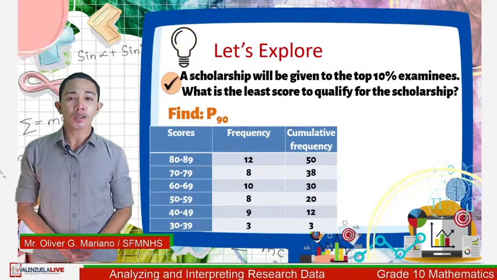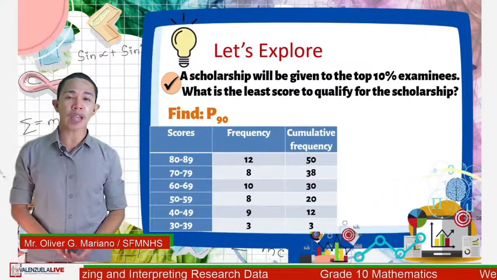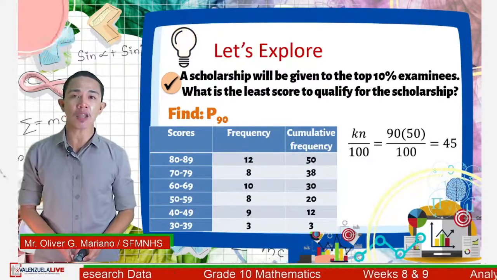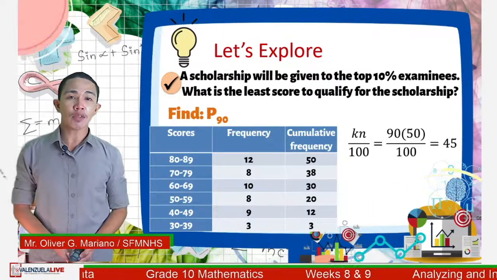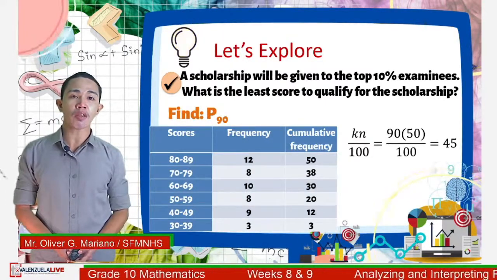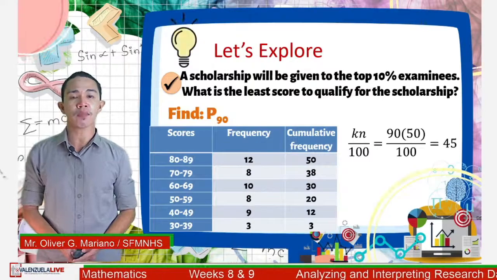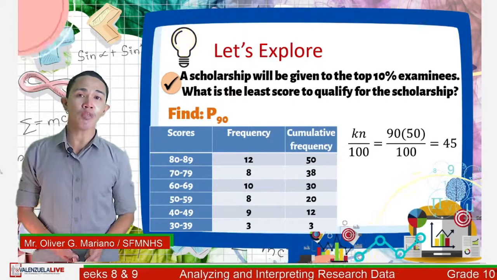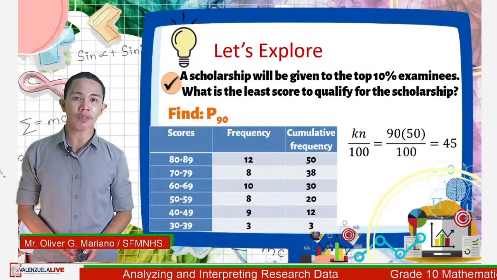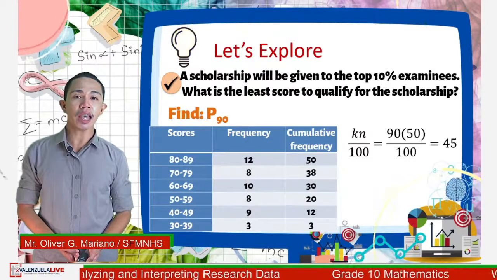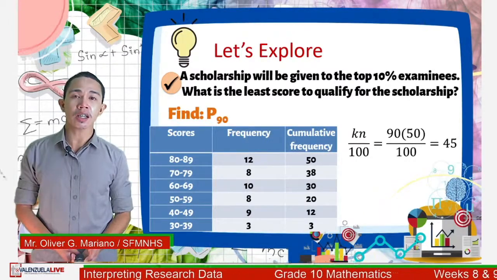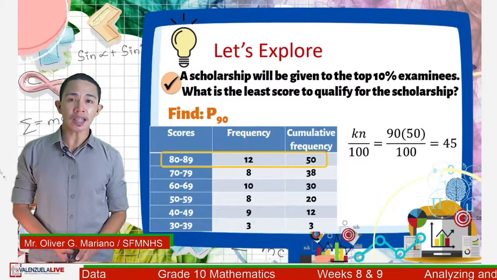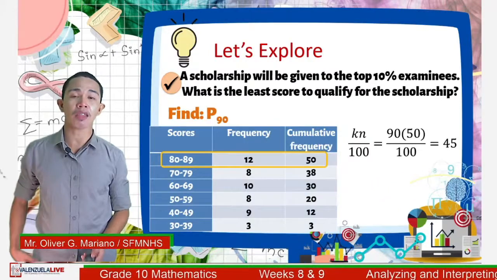And that corresponds to the 90th percentile. So, to start solving for P sub 90, we again use the locator formula, which is K times N over 100. Substituting, we have 90 times 50 all over 100, and that gives us 45. Looking at the cumulative frequency column, the nearest value to 45 that's greater than 45 is 50. And that is under the class 80 to 89. Meaning to say, the class 80 to 89 contains the 90th percentile.